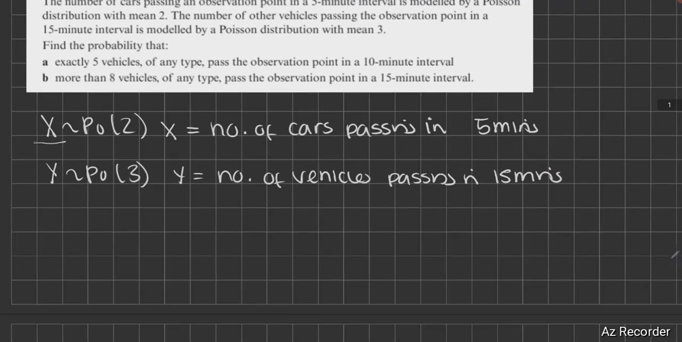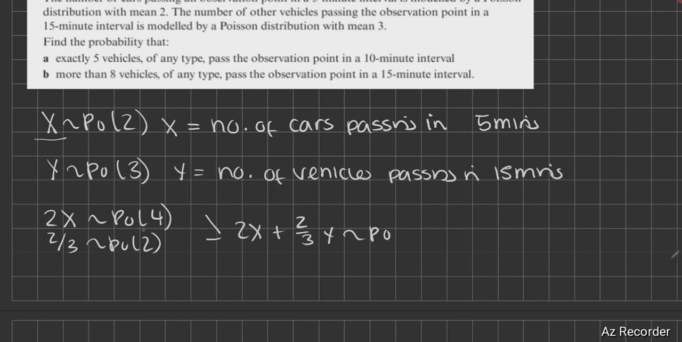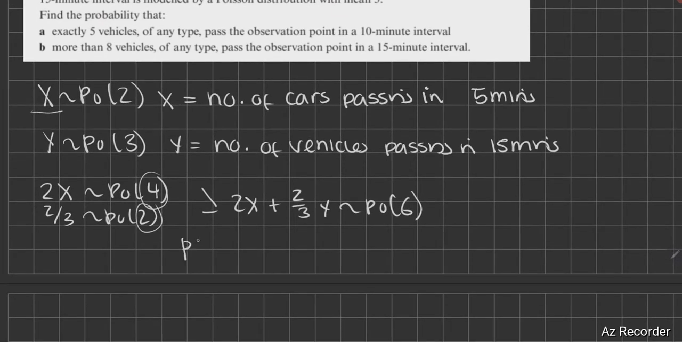So find the probability that exactly 5 vehicles of any type pass the observation point in a 10-minute interval. To get from 5 minutes to 10 minutes, we double X. So 2X, and this would be 4. And then we'd have to get 2/3 of Y, which is 2. So we have 2X add 2/3 of Y is equal to 6. And so exactly 5. What's the probability that 2X add 2/3 Y is equal to 5? If we plug this into our calculator on Poisson CD, we get 0.1606.